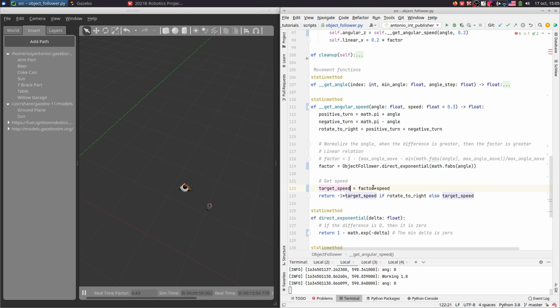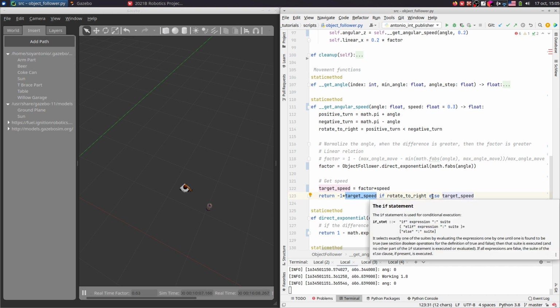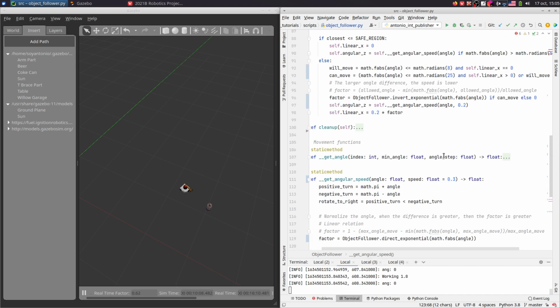Here we have our angular speed, that is our factor, and if we need to rotate to the right, it means that it is the opposite direction, as you can see here, and if we require to rotate to the left, we use the angular speed, and that's all.